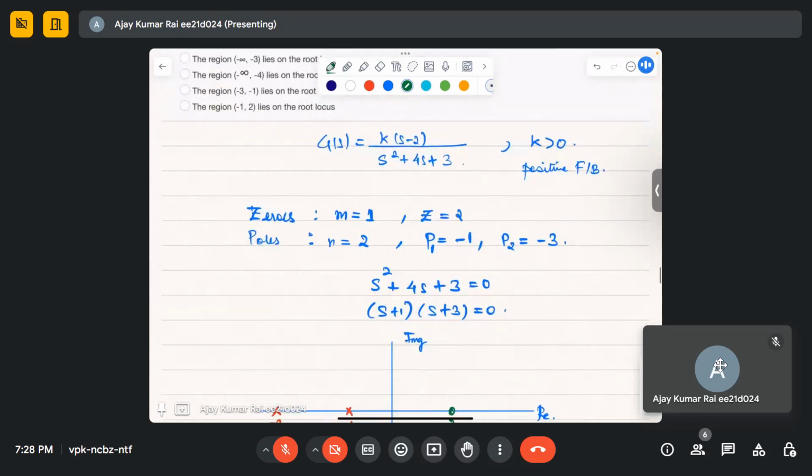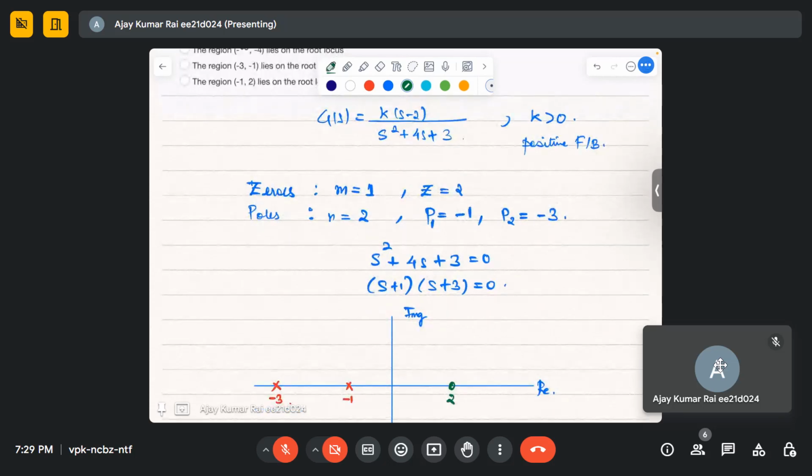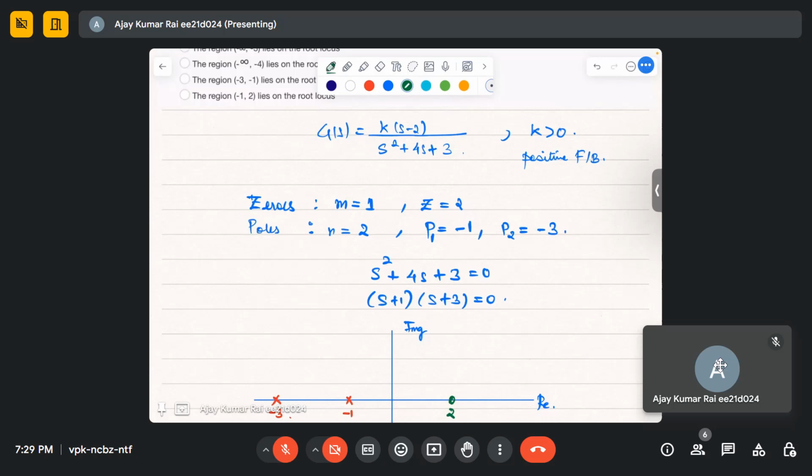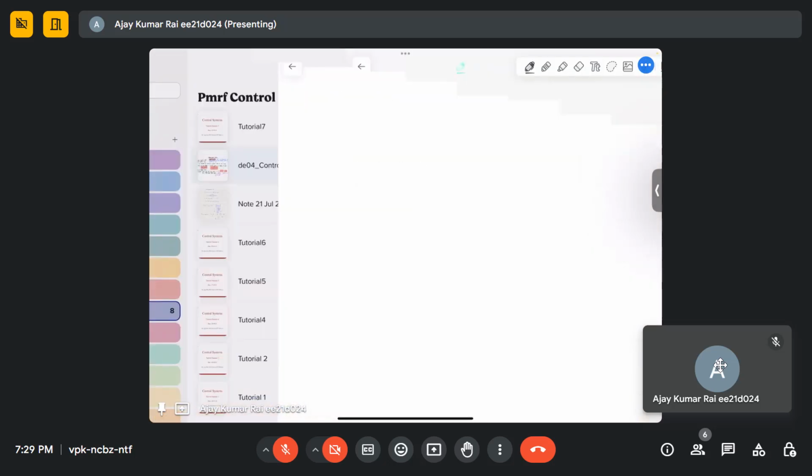Now you see K is greater than 0 and positive feedback. Okay, so which set do you have to follow? You see we have positive feedback and K is greater than 0. So you have to follow step set 2. So step set 2 is what? We'll be following all the steps for even multiple of 180 degrees. Okay, so you just see this again.